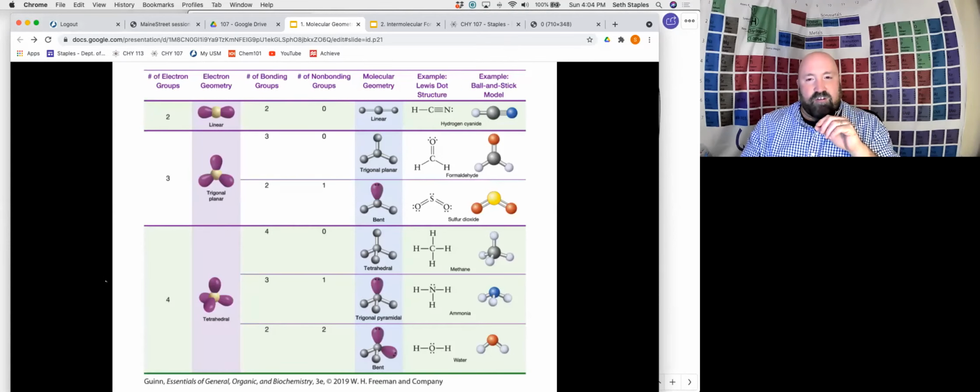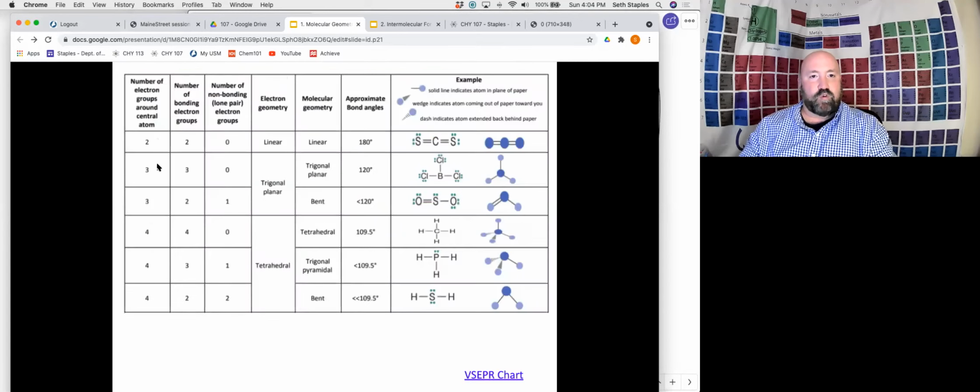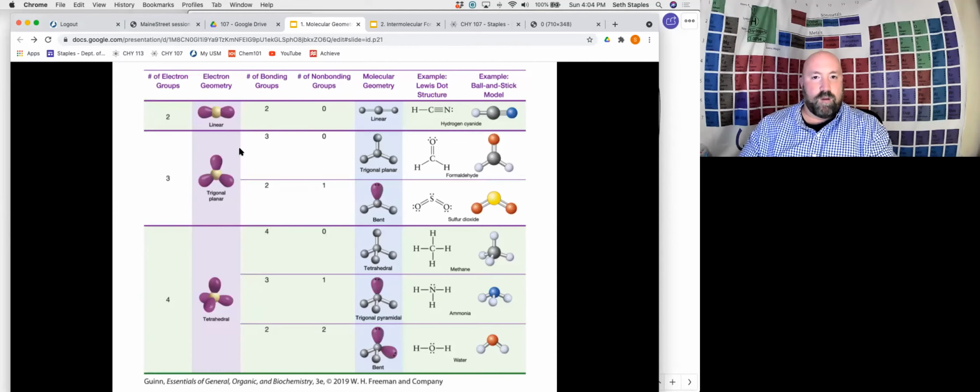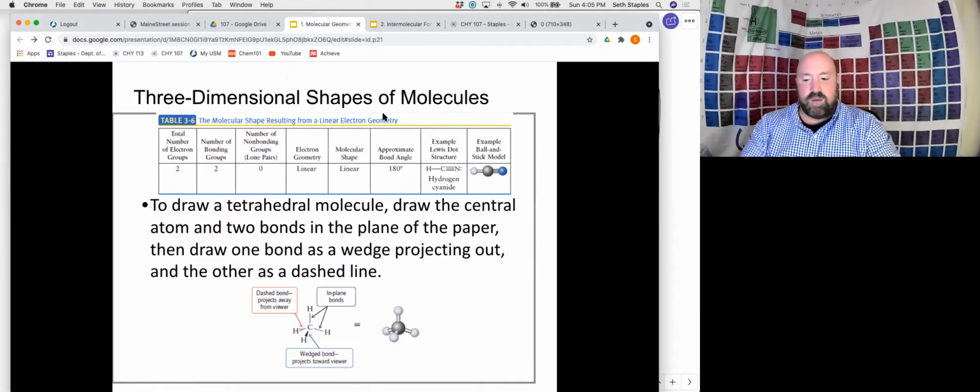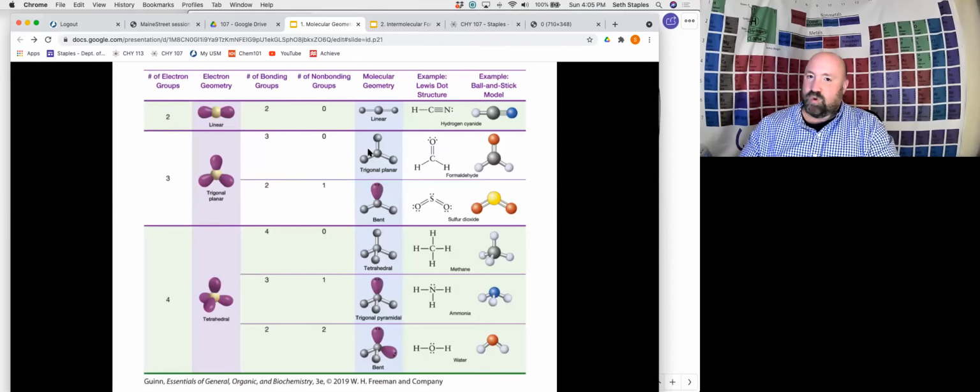This is another chart that I just kept in the slideshow. This one is directly from your book, and it walks us through electron domain geometries of 2, 3, and 4. For 2 electron groups, we're only ever going to have 2 bonding groups and no non-bonding. That's going to give us a linear structure, something like CO2 or hydrogen cyanide that you see on the sheet. And we went through the 3 and 4 already.